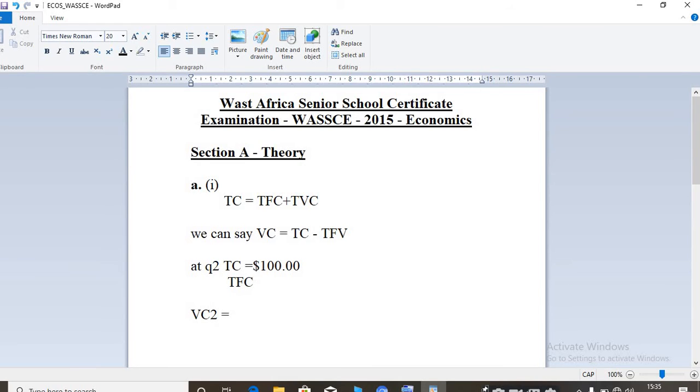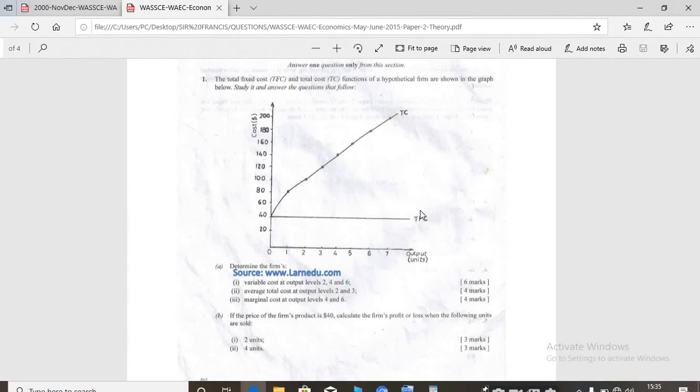Then at Q2, what is the total fixed cost? Don't forget that we said fixed cost does not change irrespective of the quantity produced. From the graph, we could see that the total fixed cost is 40. So at any point in time, even if the business is not producing, they are incurring a cost of $40.